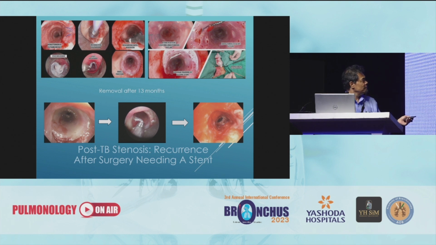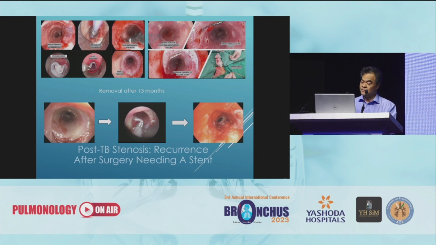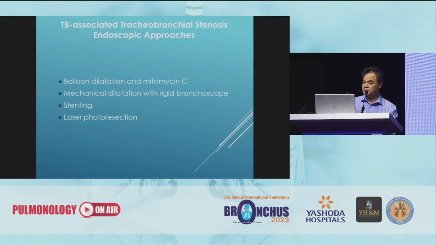And after 13 months, that's how it looked before we removed the stent. With a lot of difficulty and challenges, we managed to remove the silicone stent, and this is what it looked like. Fortunately, the patient was well. So that's a good story, and she didn't develop significant granulation tissue over 13 months. But you can understand the challenges that we face when we deploy a silicone stent and remove the stent, subjecting her to general anesthesia.